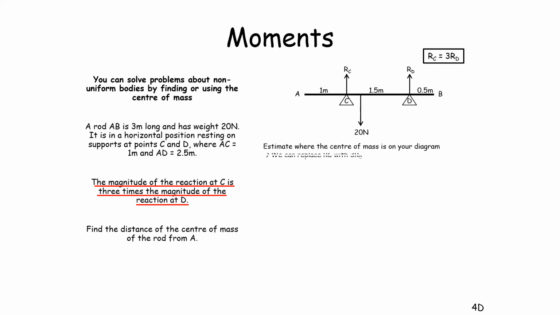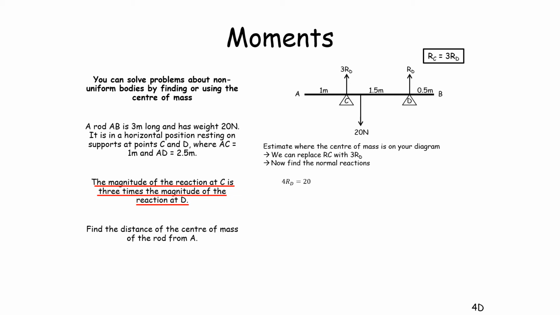We're told RC is equal to 3 lots of RD. So we could simply replace RC with 3RD because you don't want too many unknowns. So now we could just resolve it vertically. So everything going up equal to everything going down.